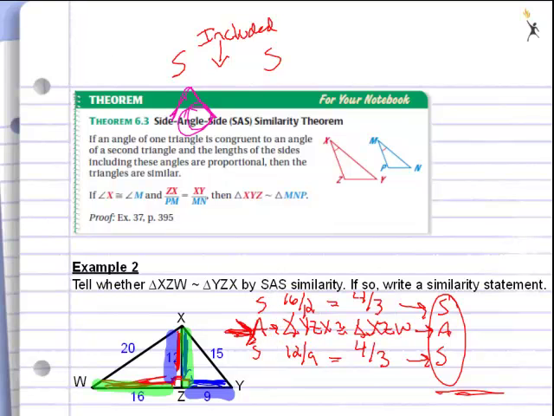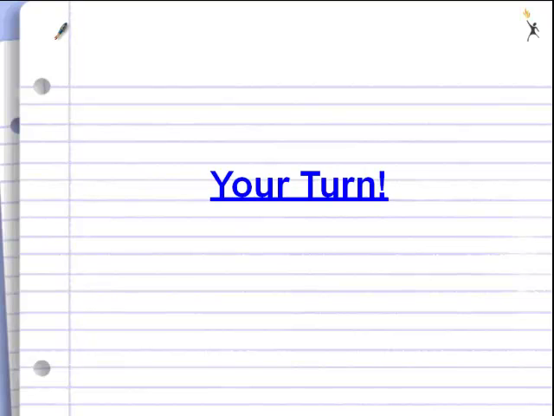Let's go to the next page, which there is no next page. So let's take a look at your homework now.